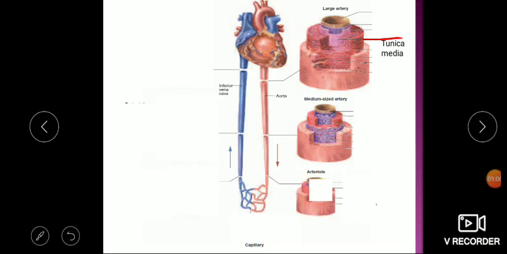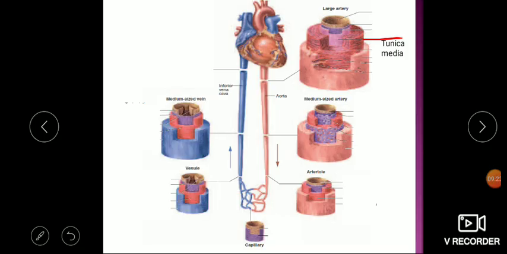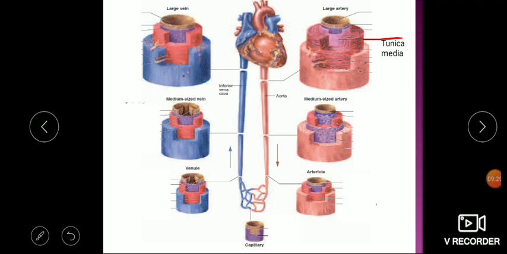These are the medium sized arteries. Arterioles and capillaries are lacking both: they lack the smooth muscle as well as the elastic tissues. They simply have a single layer of endothelium in them. Venules are thin walled as compared to arteries, with a very small amount of smooth muscle in them. These are the large veins.